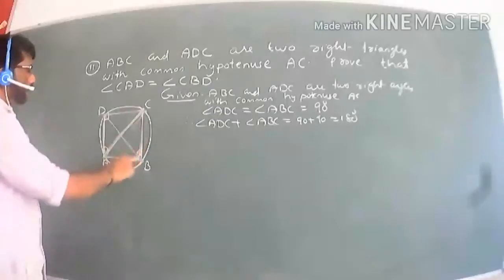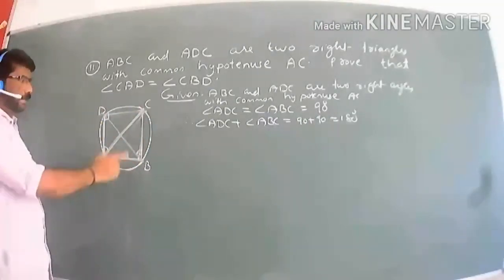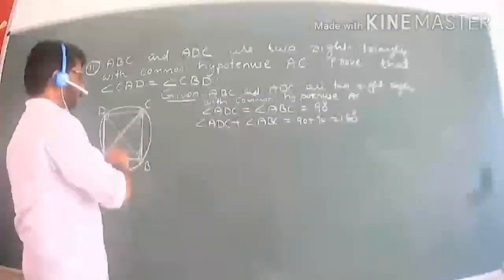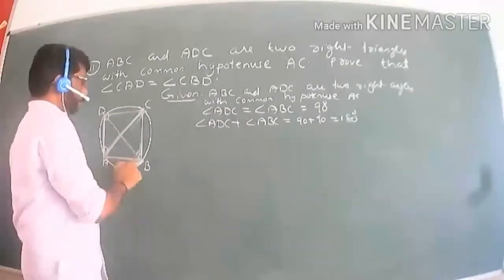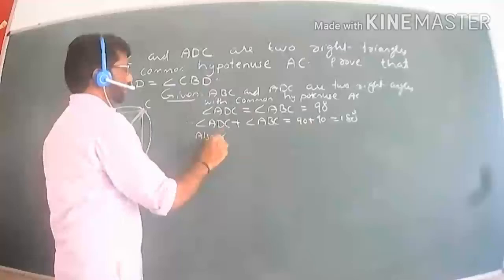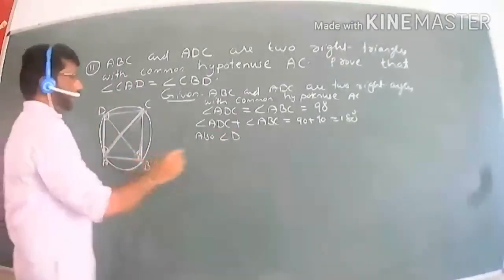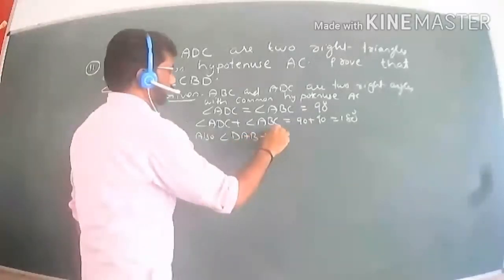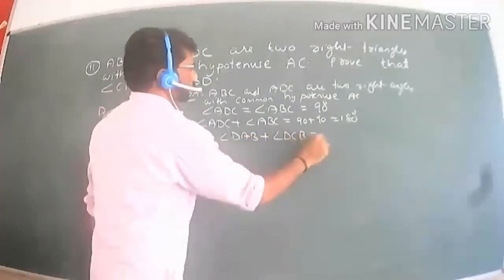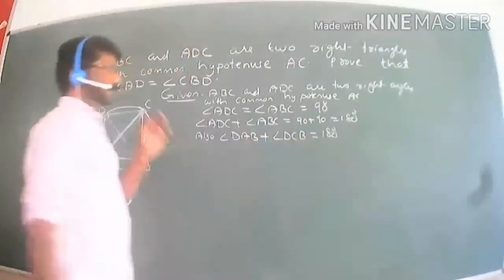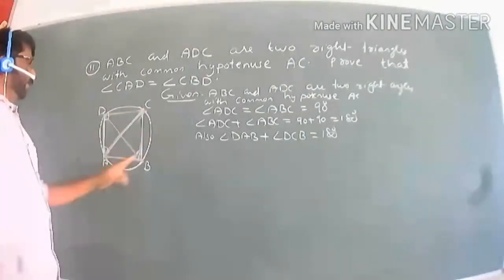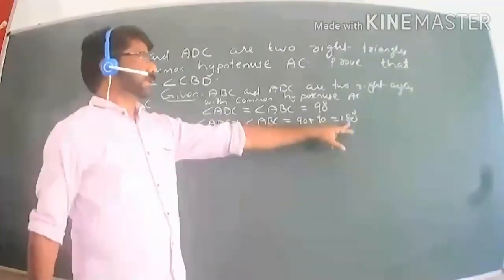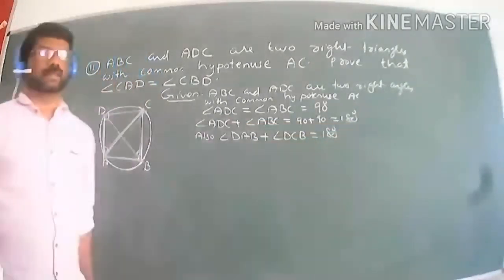So since ABCD is a quadrilateral, you can see it is a quadrilateral. The sum of one pair of opposite angles is 180 degrees. The other pair also, that is angle DAB plus angle DCB, also will be 180 degrees, because it is a quadrilateral. From the figure it is understood. So the sum of all the angles will be 360. So here 180, here also 180, 180 plus 180 is 360 degrees.